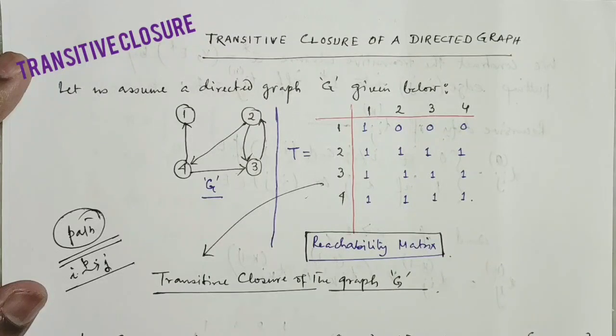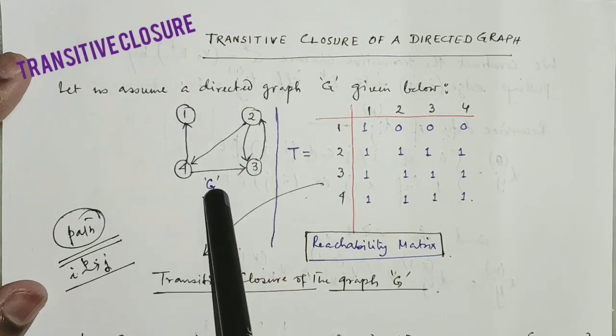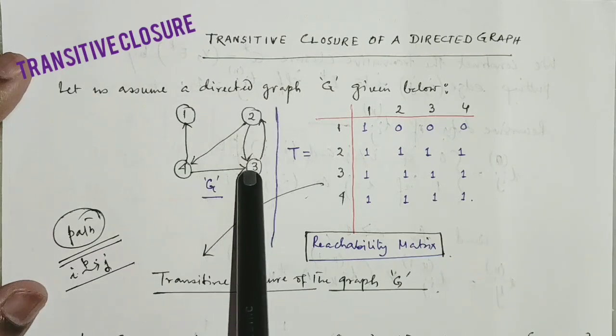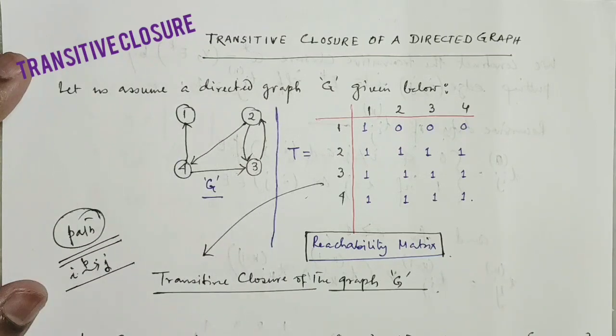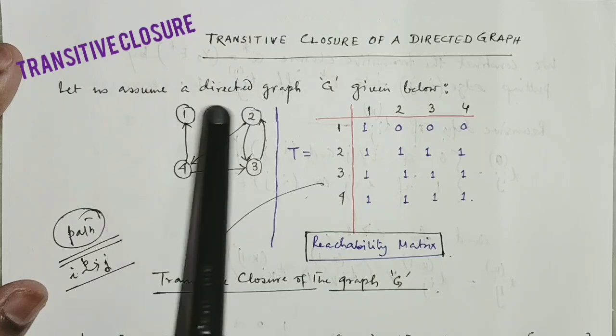Good evening. Today we will discuss transitive closure of a directed graph. Let us assume that we have a directed graph G depicted here. It consists of 4 vertices: vertex 1, vertex 2, vertex 3 and vertex 4. Our assignment is to calculate the transitive closure of this graph G.